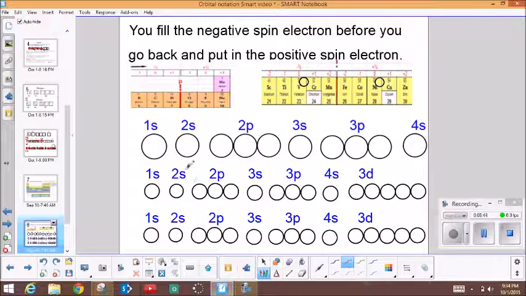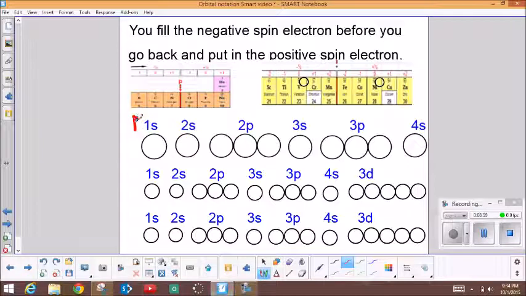The other method to orbital or box notation uses circles. And this is a different method, but it's exactly the same. So the only difference is, instead of using those arrows, it uses negative and plus signs. So let's go ahead and do fluorine here. And fluorine is number 9.